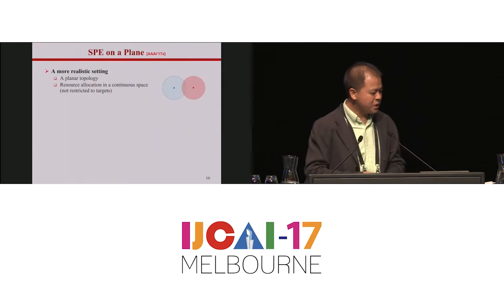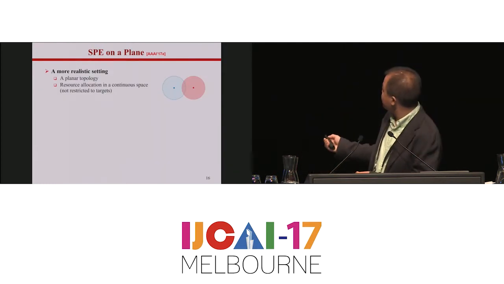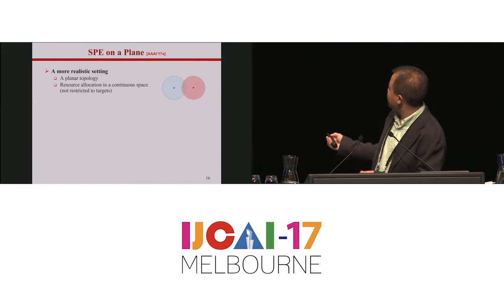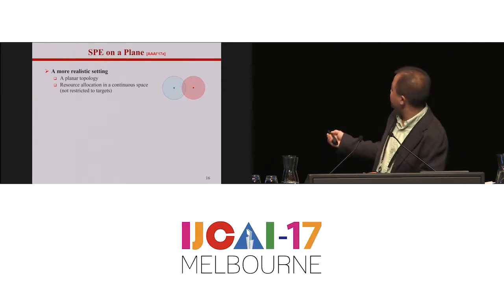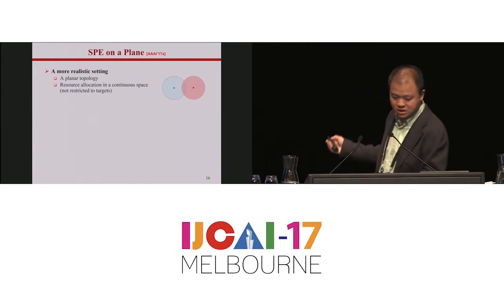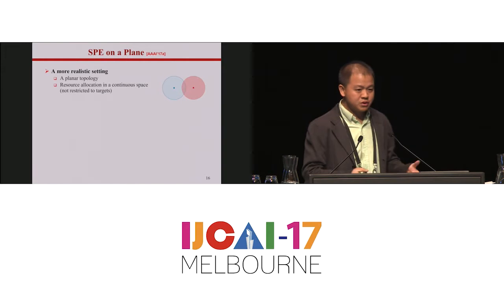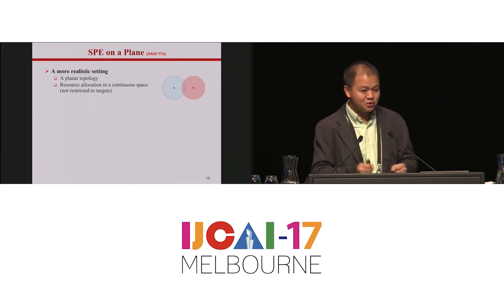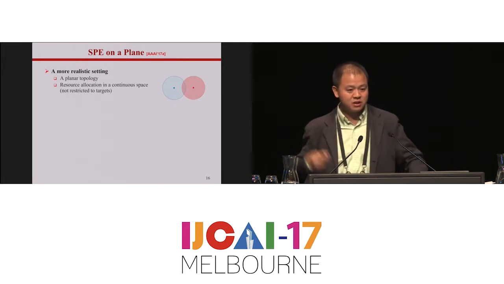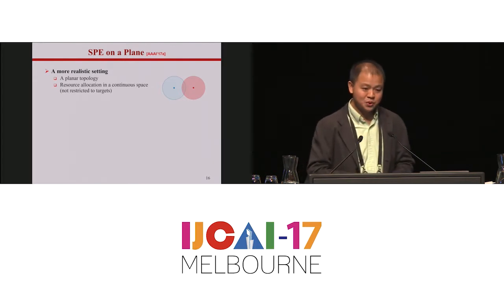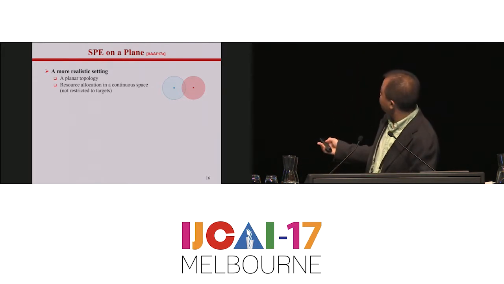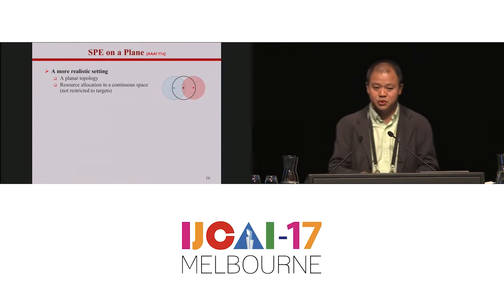But think about this problem. If we have two targets, and you put a resource on this blue target, it can cover all the targets within this blue circle. So if we always need to put resources on targets to protect those targets, we need two resources. But we can slightly do better if we relax that assumption, if we can put a resource everywhere.